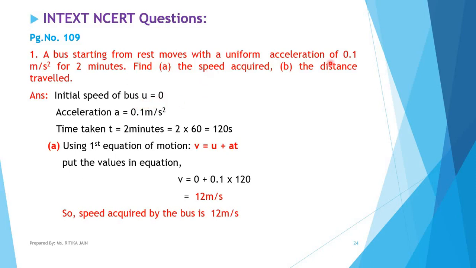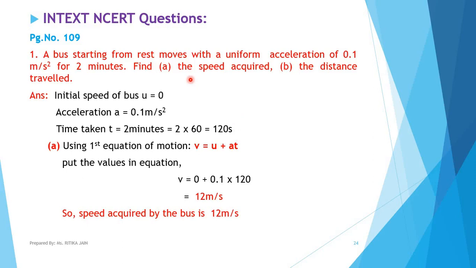With a uniform acceleration given, that is 0.1 meter per second square for 2 minutes. So t is 2 minutes, but we know that the SI unit of time is what? Second. So we need to convert 2 minutes into seconds. So multiply 2 by 60, it will give you 120 seconds. So these three are the values which are given to us.